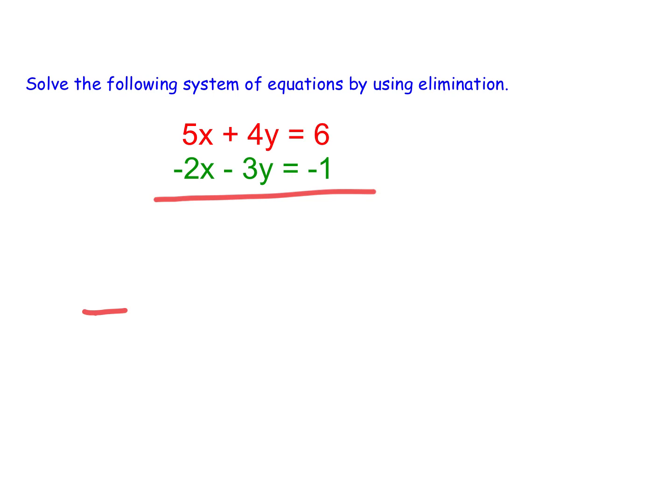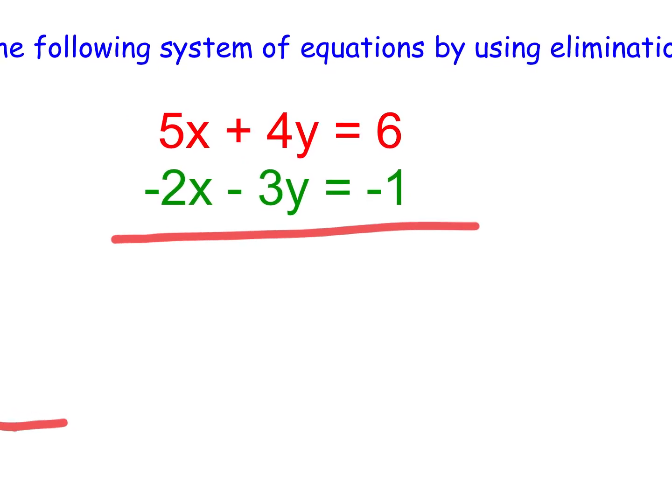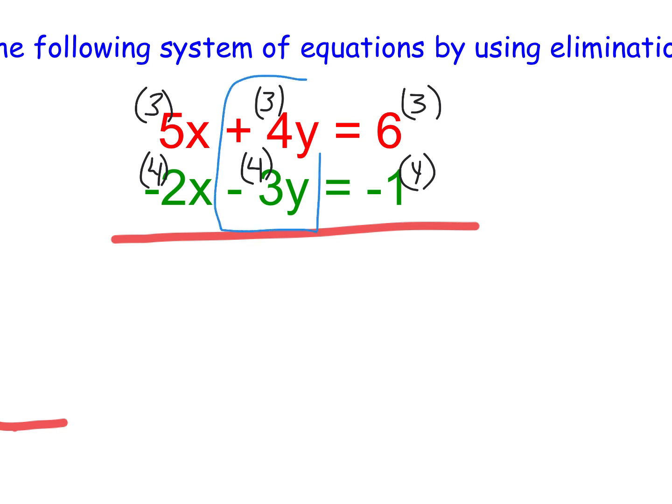But I'm going to see if somebody can help me finish this. If I multiply this whole equation by 4, can anybody tell me what I should multiply the other equation by to make it work nice? Yes. If I multiply the top one by 3 and the bottom one by 4, Ian saw that that would make these cancel, and he's right.